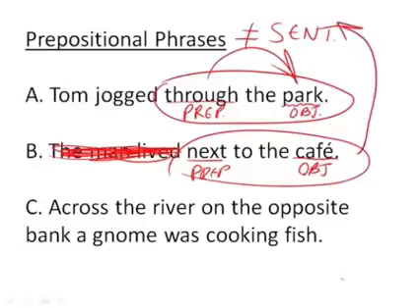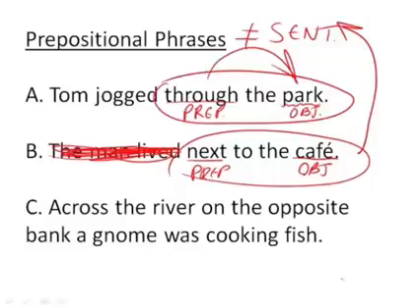Let's look at C. Across the river on the opposite bank, a gnome was cooking fish. Now, this is a tricky one. You can see it's a little more complex. Why? Well, because we have two prepositions. See if you can spot them. In fact, pause the video.